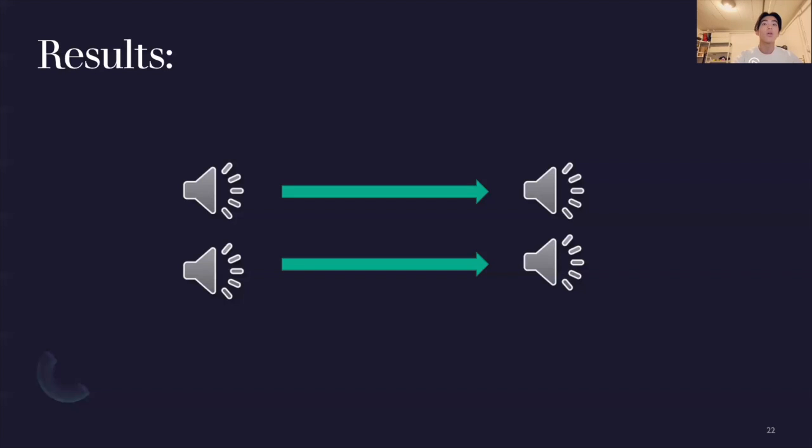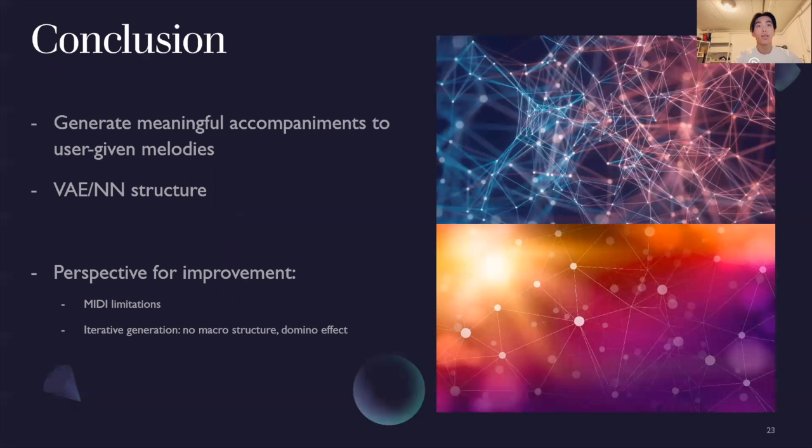So yes, of course, not all the notes are on point. Sometimes there are some notes that sound a bit wrong, but overall, the model was still capable of generating some meaningful accompaniments to the melodies. And so in conclusion, we were able to create a new type of model that generates meaningful accompaniments to user-given melodies. It follows a VAE/neural network structure, which allows it to not simply mimic existing music, but find the underlying patterns, which was really interesting.